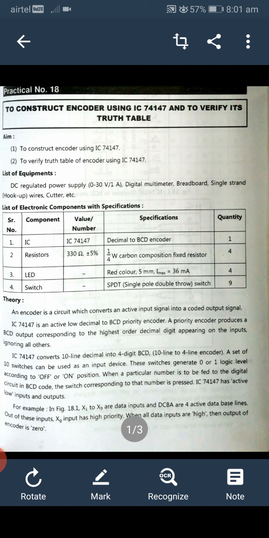Theory regarding this encoder circuit: an encoder circuit is a circuit which converts an active input signal into a coded output signal. IC 74147 is an active low decimal to BCD priority encoder. A priority encoder produces BCD output corresponding to the highest order decimal digit appearing on the input, ignoring all others.